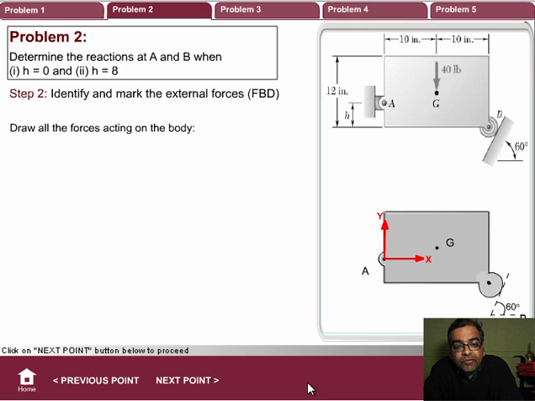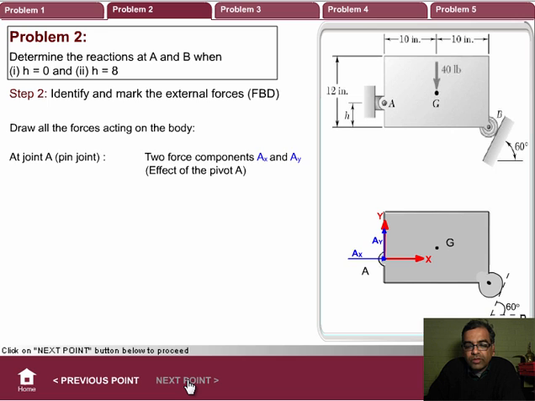We are now going to identify and mark the external forces on the free body diagram. Draw all the forces on the free body diagram. So let's start at the pin A. Is it obvious to you at the pin? It's a pin joint, so there are two forces. You remember this: Ax and Ay, because it allows free rotation, does not allow translation in the X direction, does not allow translation in the Y direction. They are drawn in blue because they are unknown.